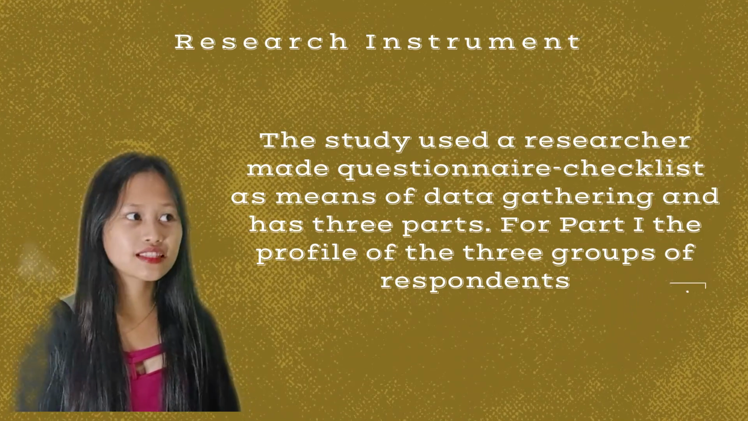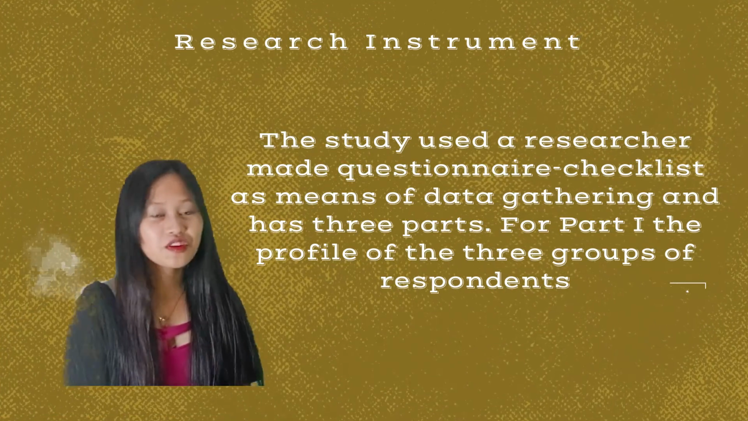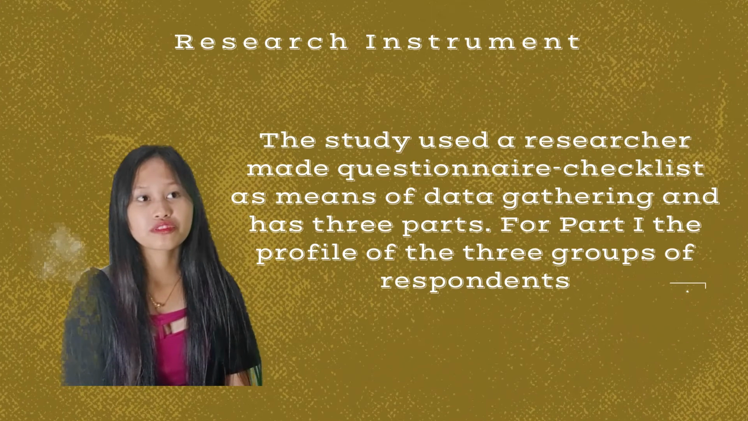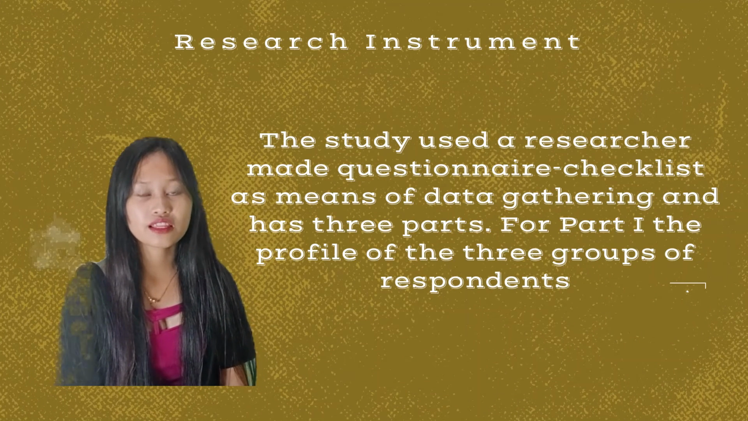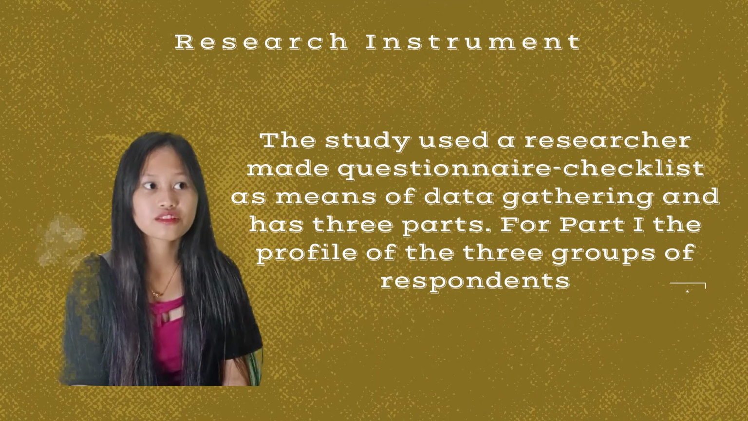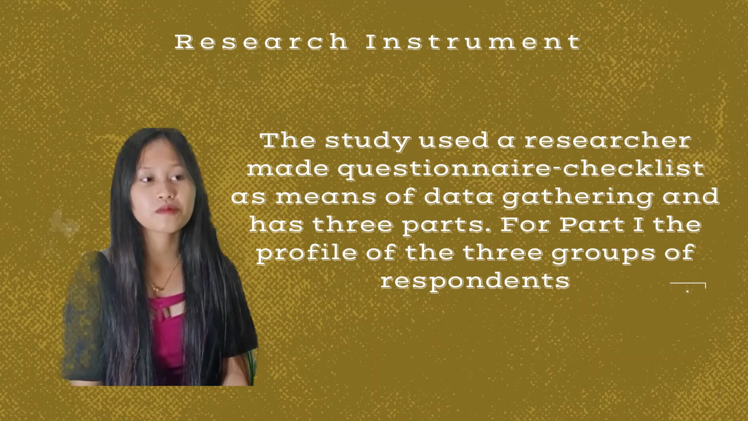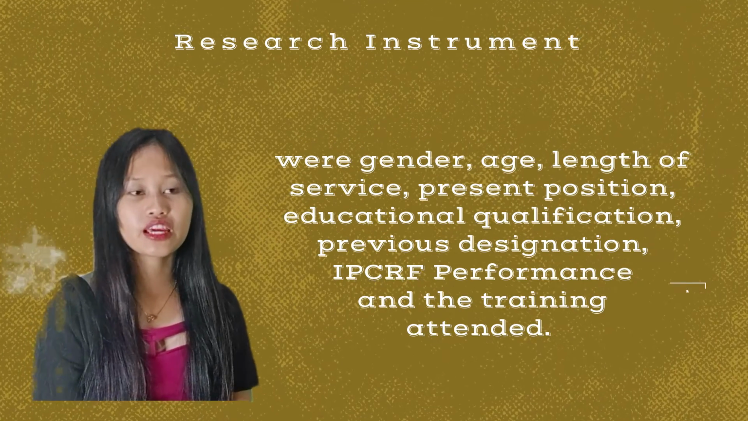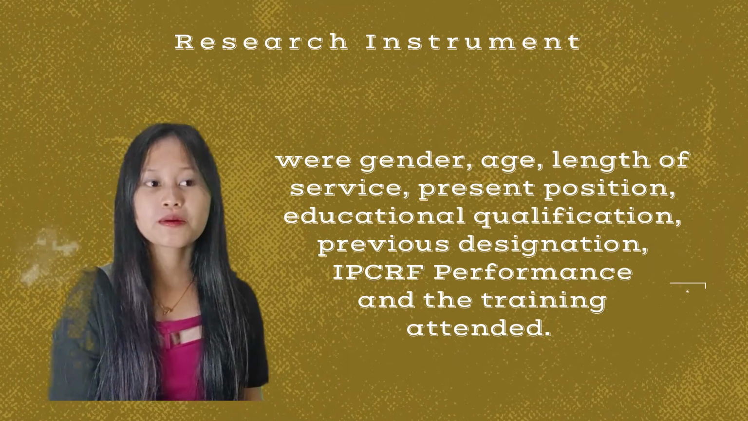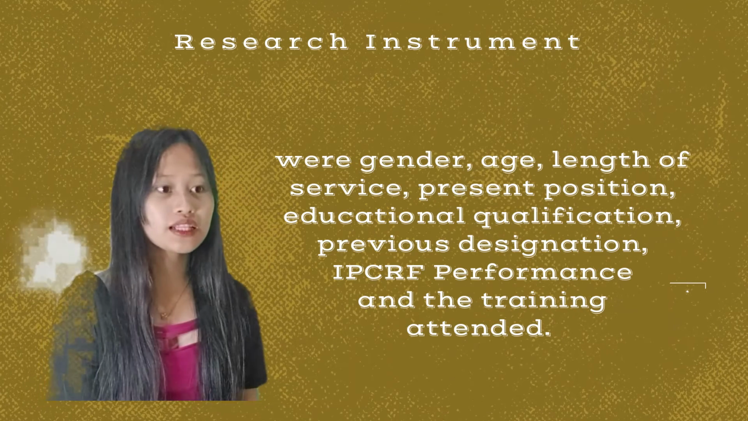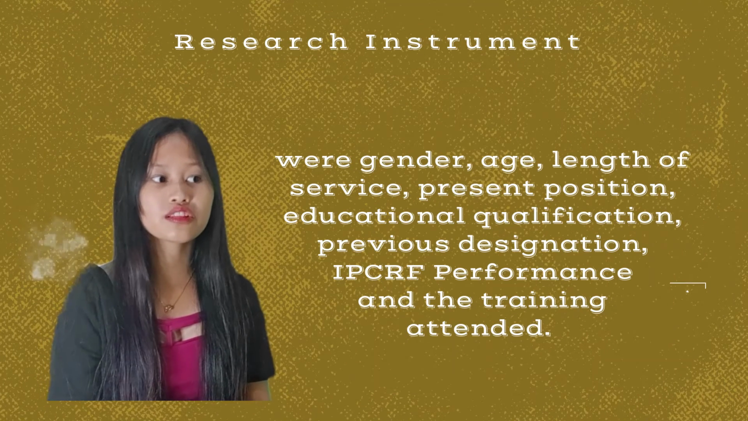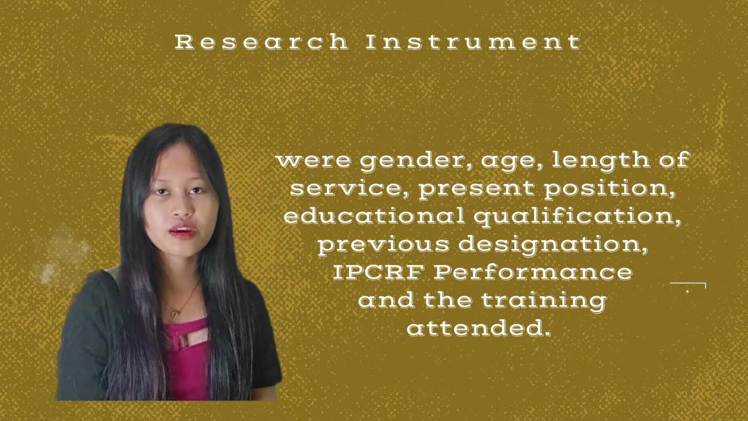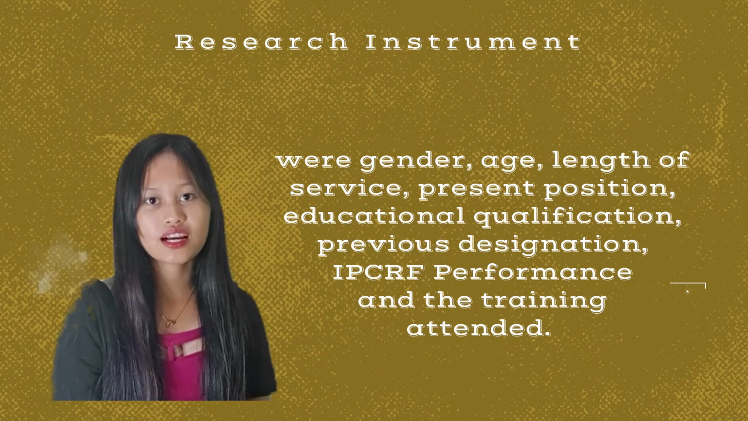Now, this is the research instrument. The study used a researcher-made questionnaire checklist as a means of data gathering, and it has 3 parts. Part 1 is the profile of the 3 groups of respondents: gender, age, health, length of service, present position, educational qualification, previous designation, IPCRF performance, and the trainings attended.